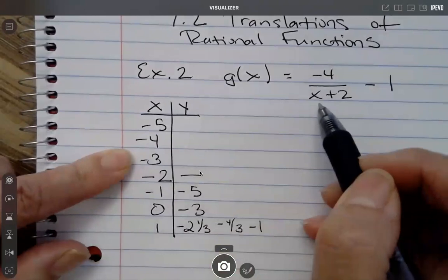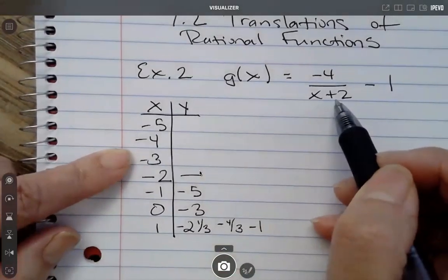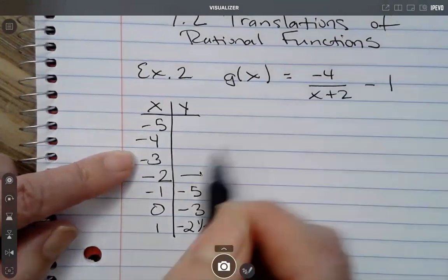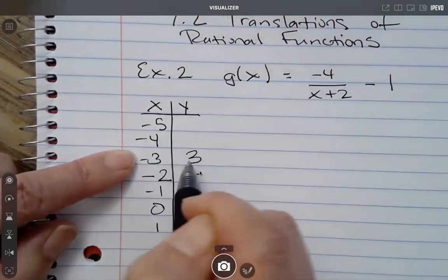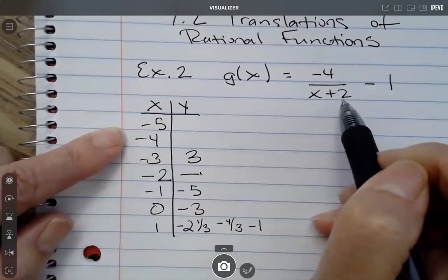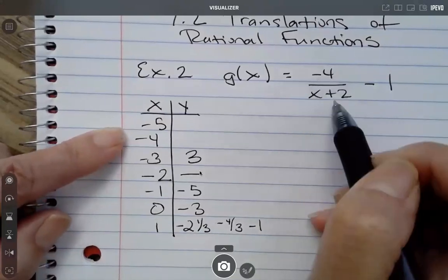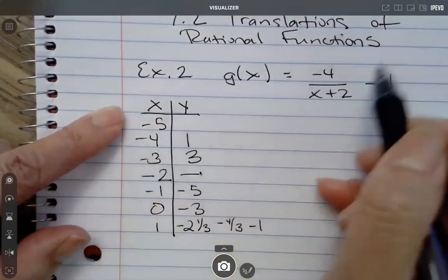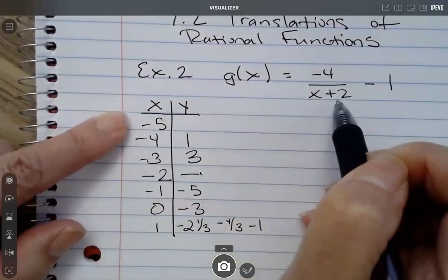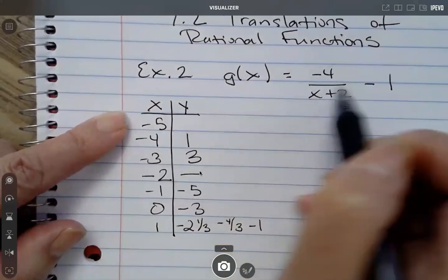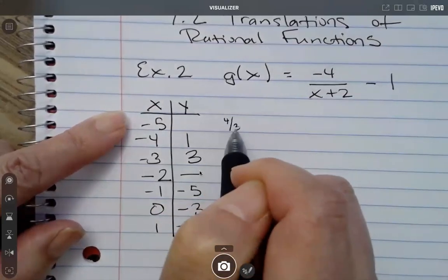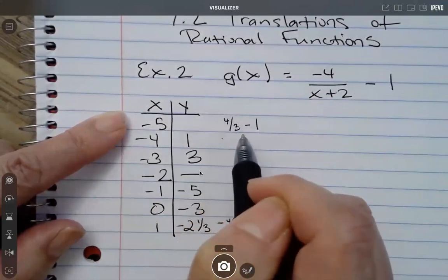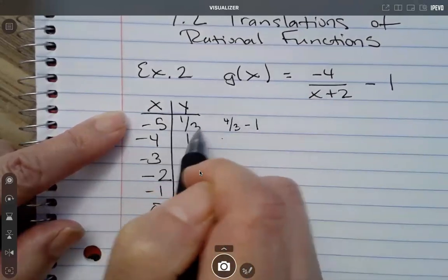Okay, -3, let's try that. -3 plus 1, -4/-1, -1, 3. -4 plus 2, -4 divided by -2. 2 minus 1. Okay. -5 plus 2. So now I'm going to do side work. 4/3 minus 1. So 1 1/3 positive minus 1 1/3.